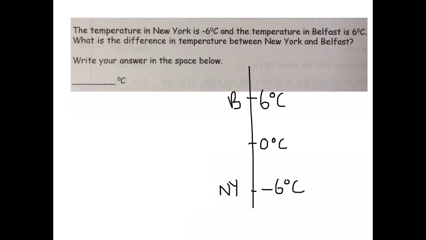And we want to work out the difference between the two cities. To get from 6 down to 0, we drop 6 degrees. To get from 0 down to minus 6, you drop another 6 degrees. So the difference that we have dropped is the two 6's, which are 12 degrees Celsius.